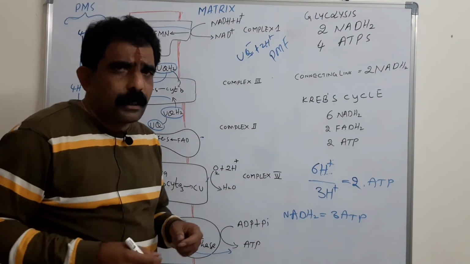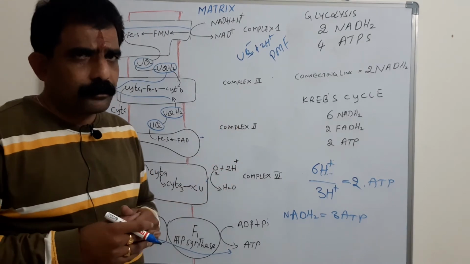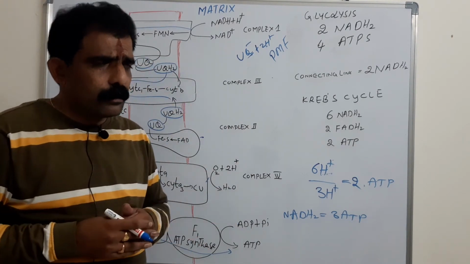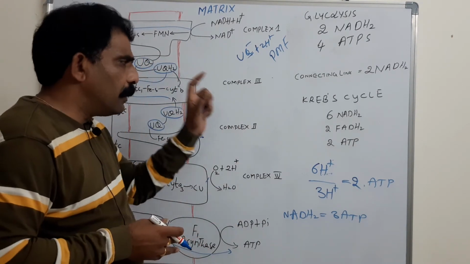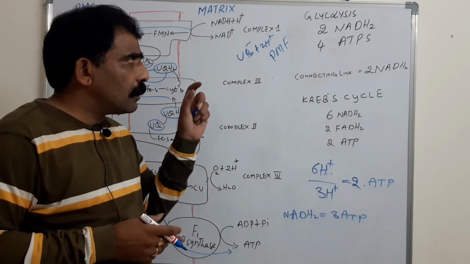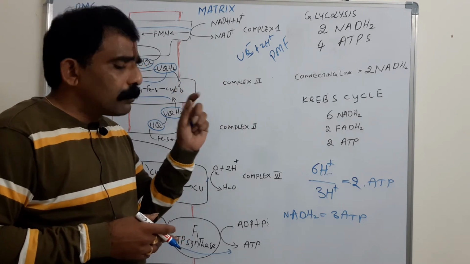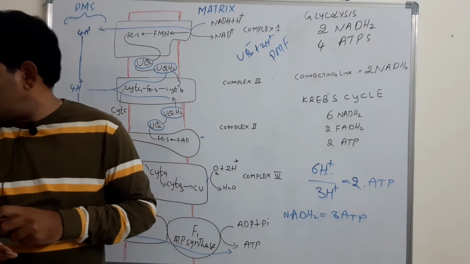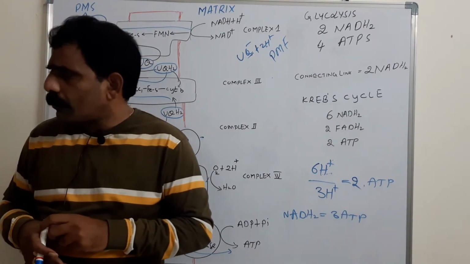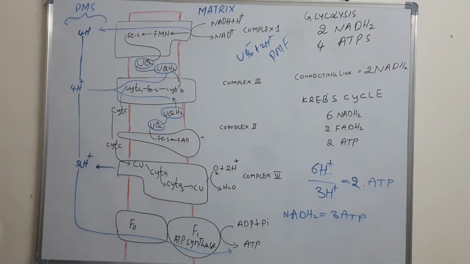Okay, suppose NADH2 equals 3 ATPs, even the cytosolic NADH2 also equals 3 ATPs. In general, NADH2 equals 3 ATPs. But for cytosolic NADH2, sometimes it is equal to 2 ATPs, sometimes it is equal to 3 ATPs, depending on the shuttles. We will discuss it later.